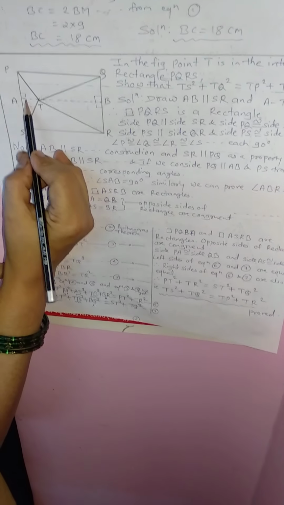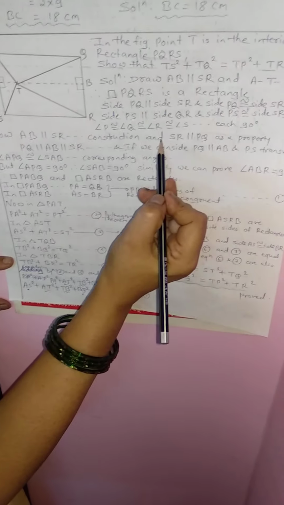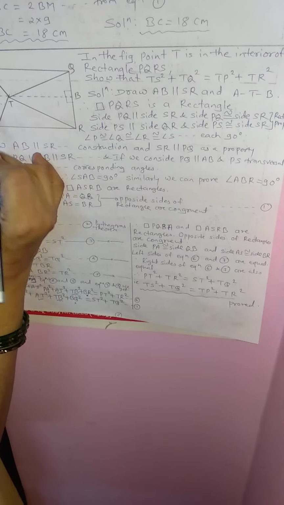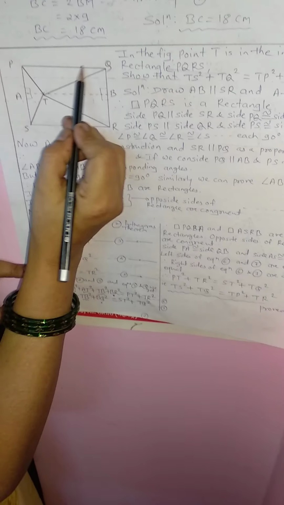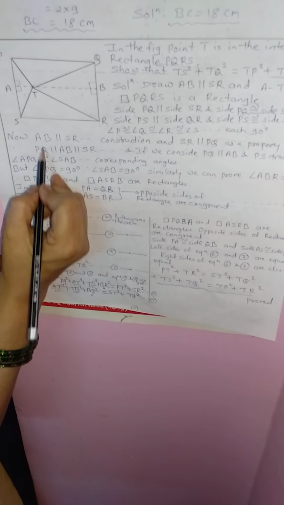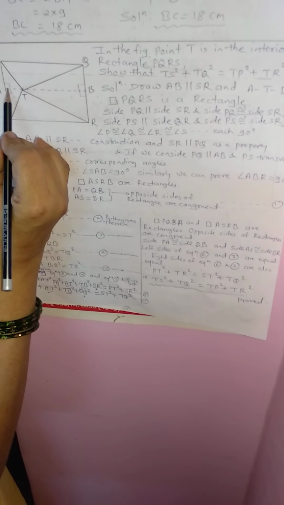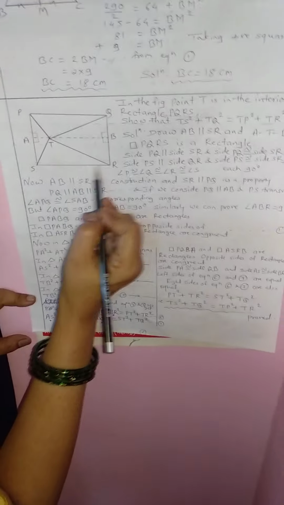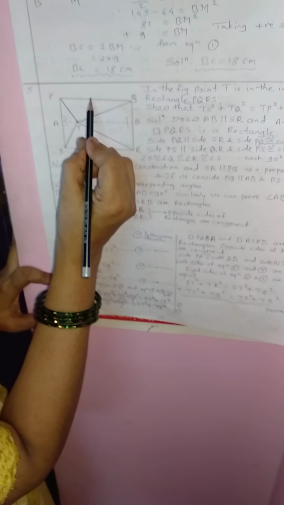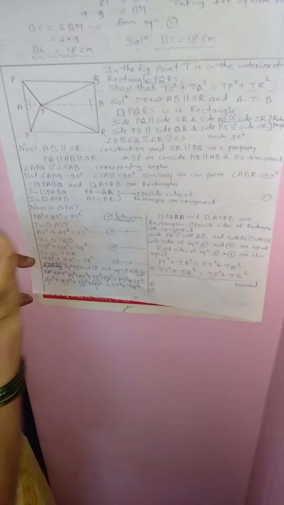Now we have AB parallel to SR as a construction, but this SR is parallel to PQ, being opposite sides of the rectangle. So PQ is parallel to AB, which is parallel to SR. Means when we say AB is parallel to SR and SR is parallel to PQ, then PQ, AB and SR, all these three are parallel to each other.